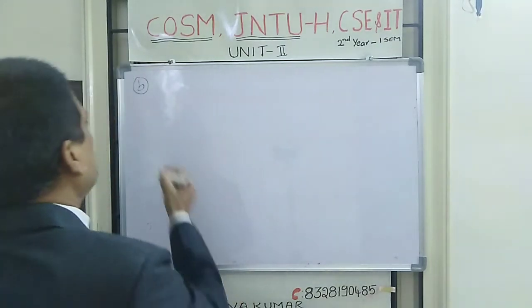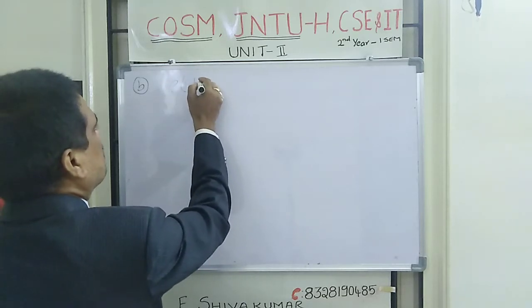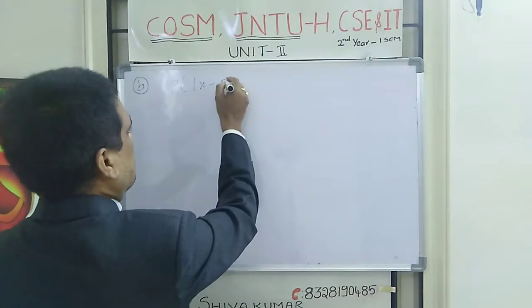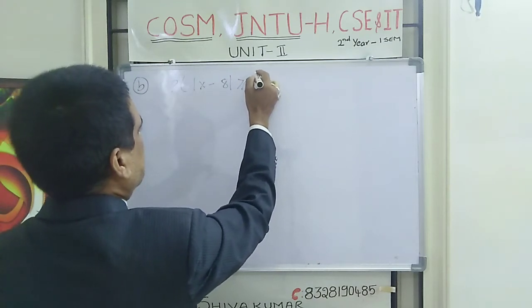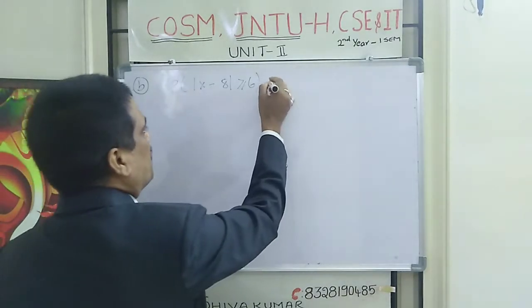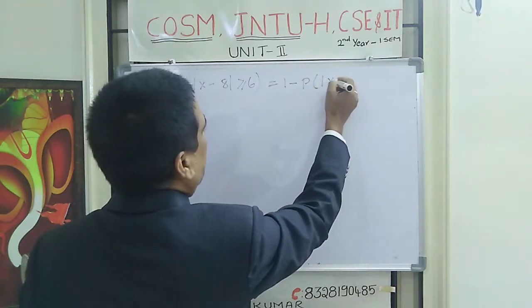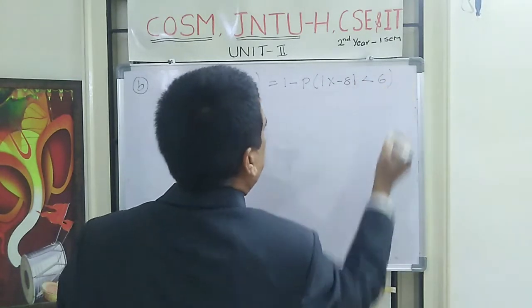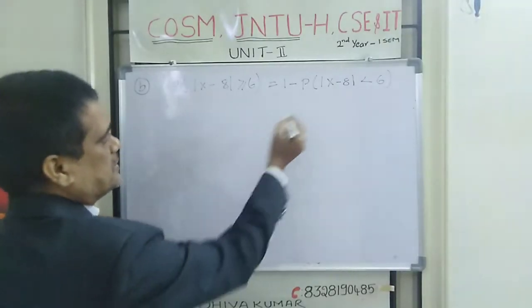Now I am going to solve the B problem, that is, find the probability of modulus of x minus 8 is greater than or equal to 6. This is the question. Okay, so now I am modifying it like this: 1 minus probability of modulus of x minus 8 is less than 6. Okay, we can write like this. Now I am going to find this one.